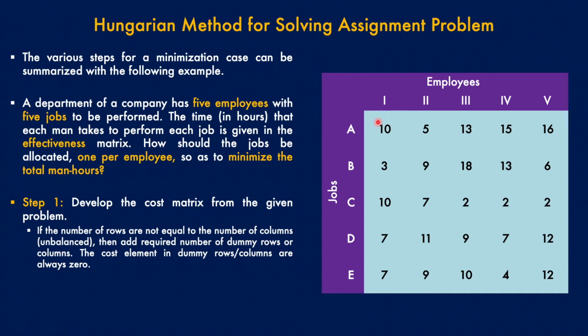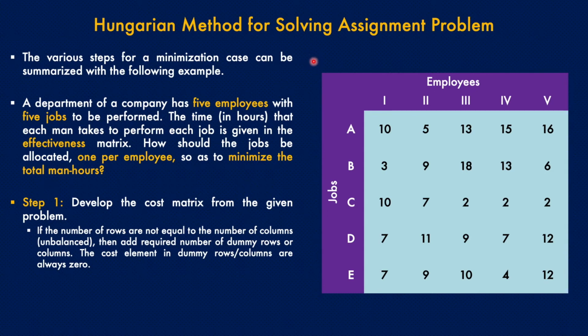For example, the first employee, if he is assigned to do job A, then he will take 10 hours. If he is allocated for doing job C, then he will take 10 hours. Similarly, all the other numbers follow. So this is an effectiveness matrix for this particular problem. With this, we will start each step.